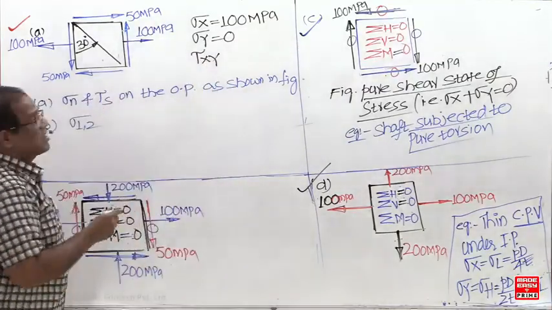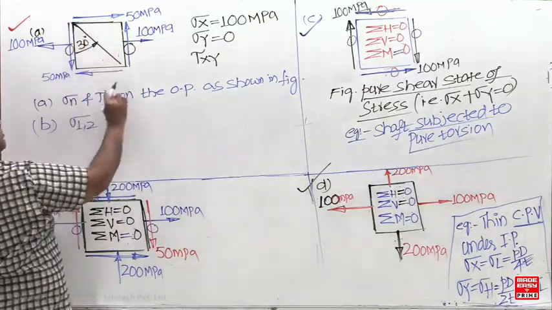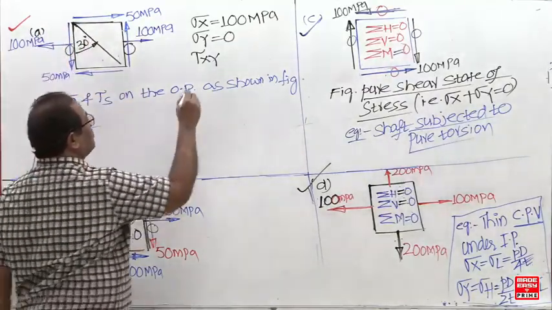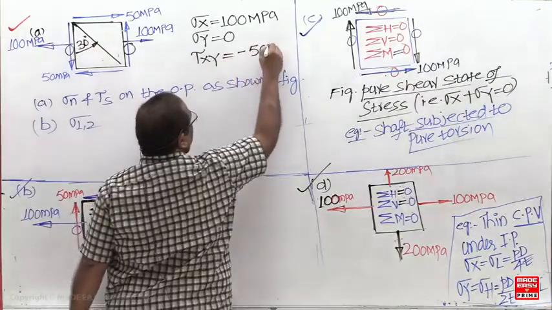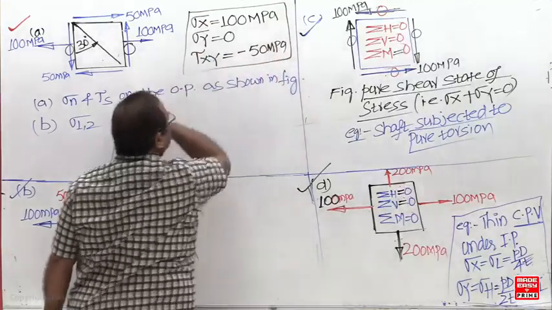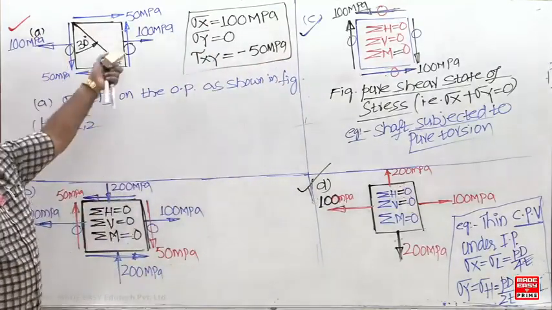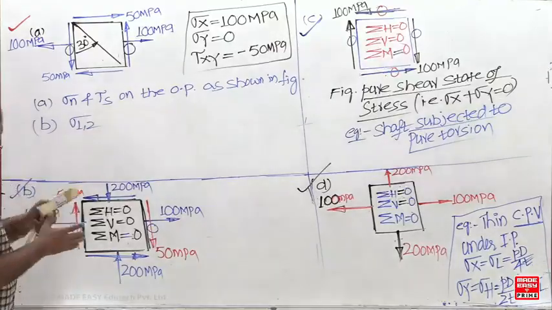What about tau xy? Which one is the tau xy? Tau xy means vertical shear stress. So these two are causing an anti-clockwise rotation. Anti-clockwise means negative, minus 50. The remaining is directly substitution only. Theta, how much do I have to take? Minus 30. I have given all the values directly in the equation.